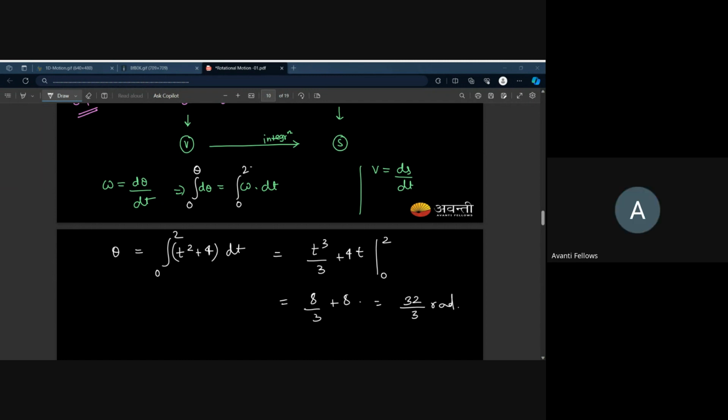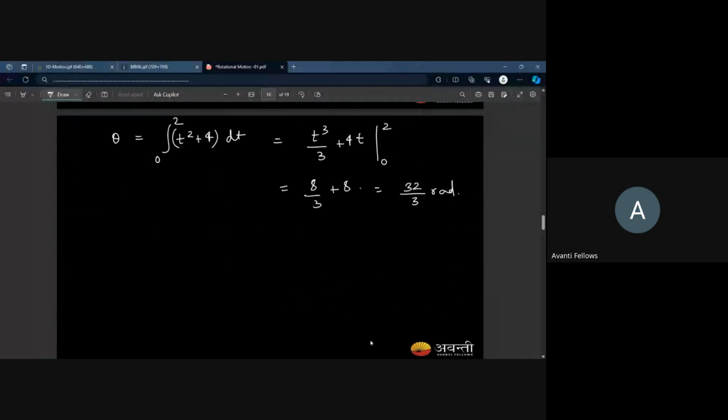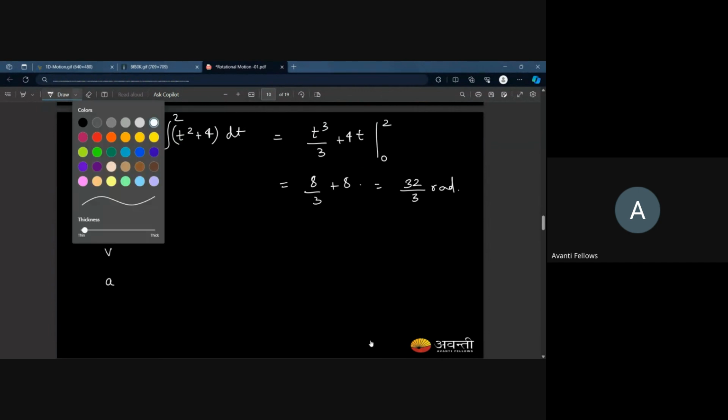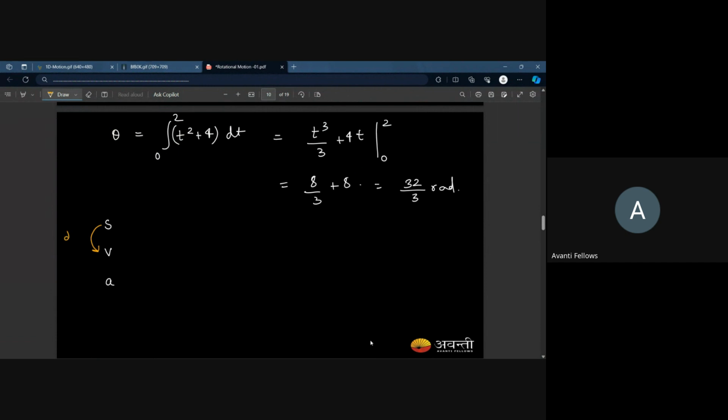Okay. See, there's a very simple thing. If I want to calculate velocity or acceleration, okay? If I have displacement, and I want to calculate velocity, I would differentiate, right? If I have velocity and I want to calculate acceleration, I would differentiate. But if I have acceleration and I want to calculate velocity, I need to integrate. If I have velocity and I want to calculate displacement, I have to integrate. Yes or no? Yes, ma'am.